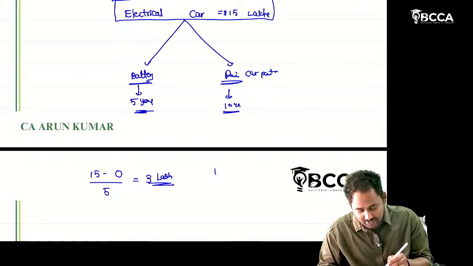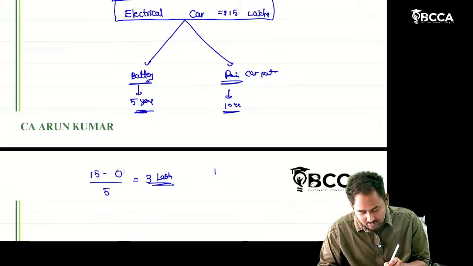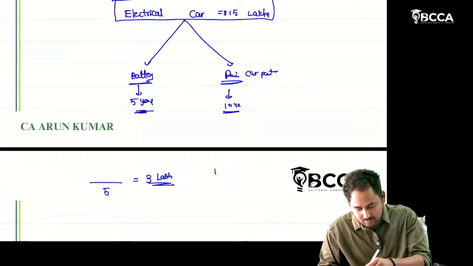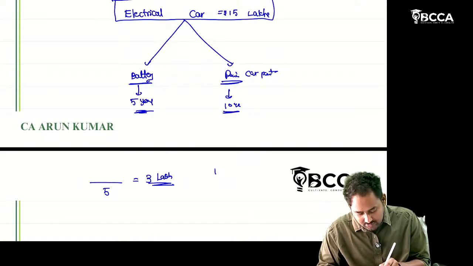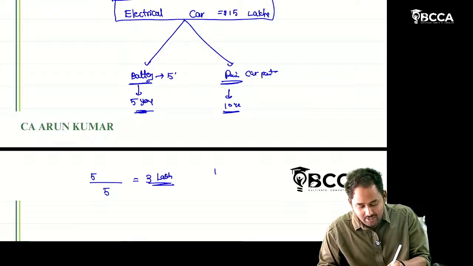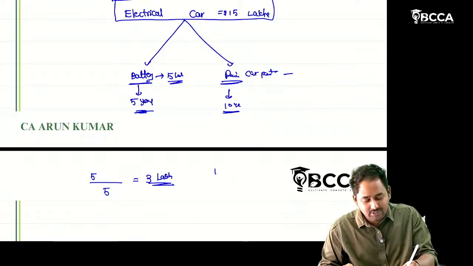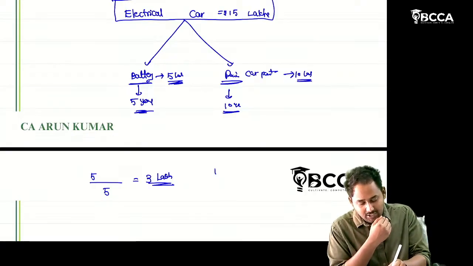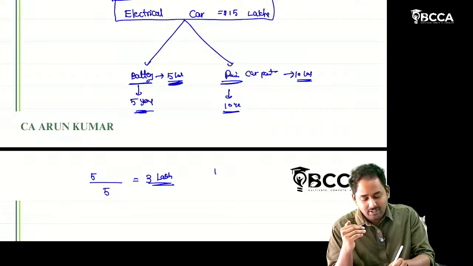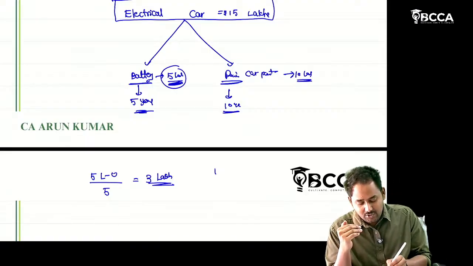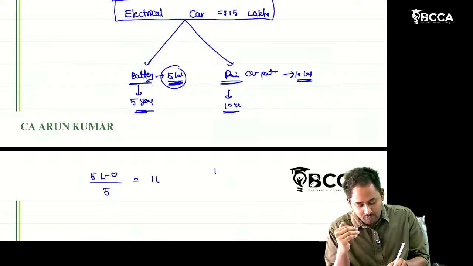Sorry, it's not 15 lakhs. It's 5 lakhs only. For the battery I paid 5 lakh rupees. For the remaining car parts, I paid 10 lakh rupees. Okay. Then what is the opening carrying amount with respect to the battery? 5 lakhs. 5 lakhs minus 0 divided by 5. Then what is the depreciation per annum? 1 lakh.